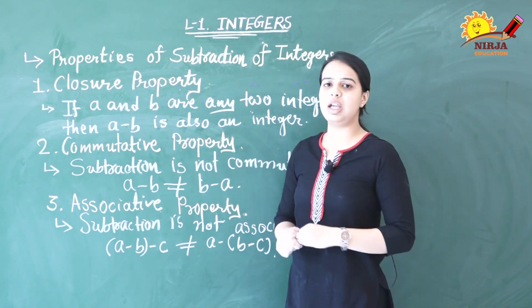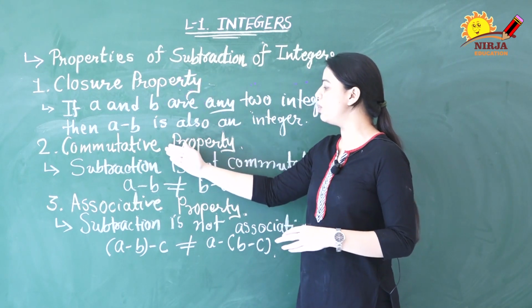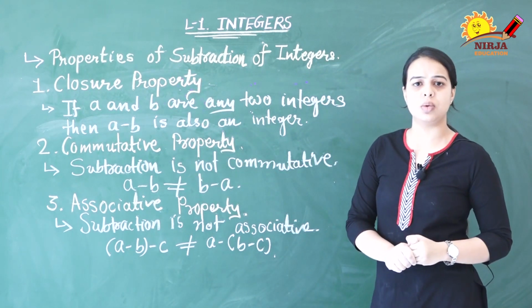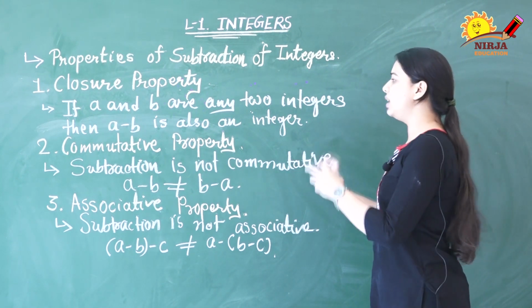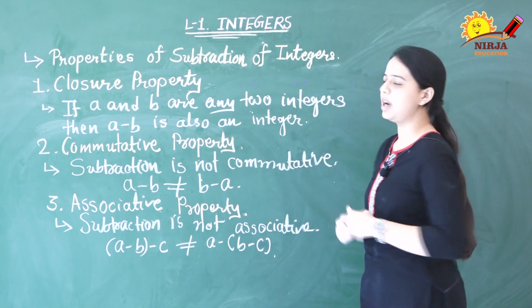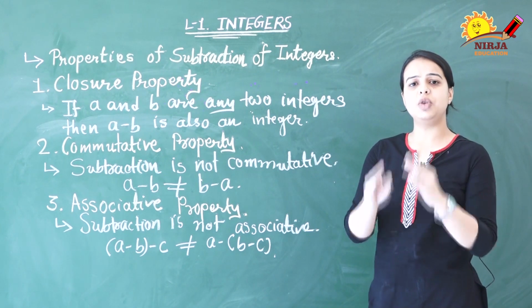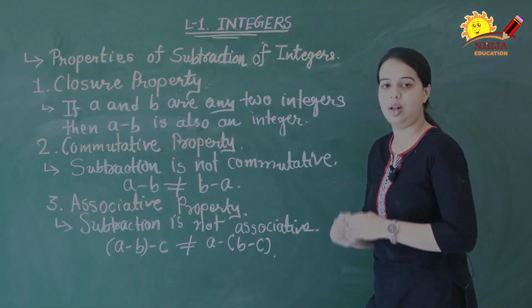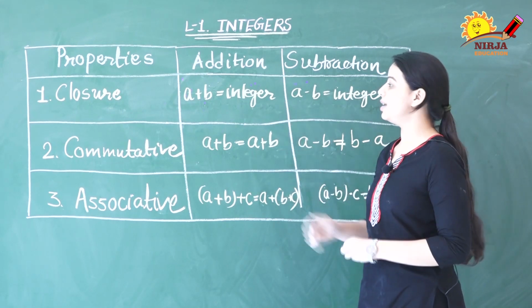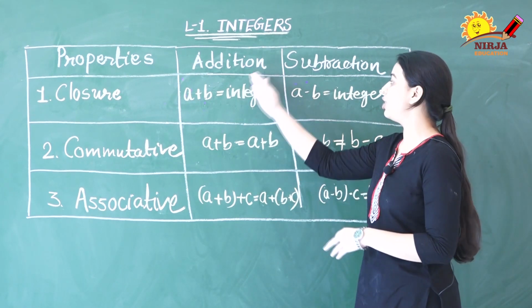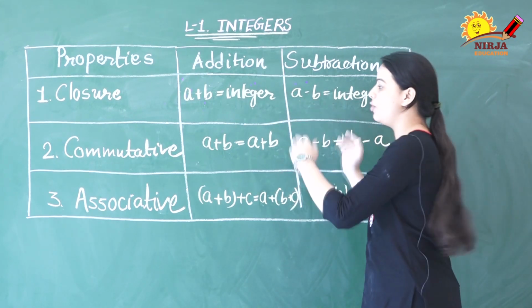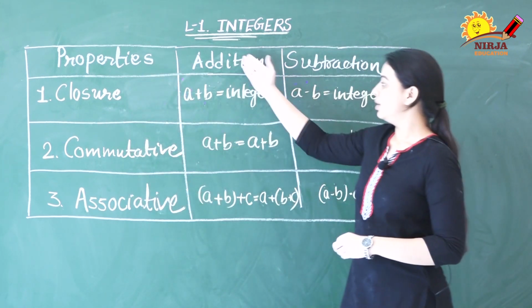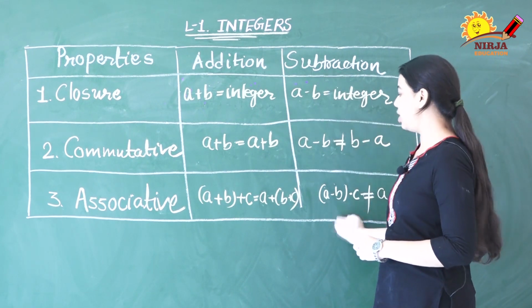Now as you can see, we have seen the closure property, commutative property and associative property in addition also. So now we are going to compare these properties of subtraction and addition, so that you will have a clear idea and there will be no confusion at all. I have listed the properties for addition and subtraction in the form of one table. This is for addition and this is for subtraction.